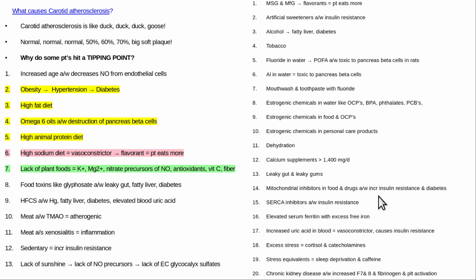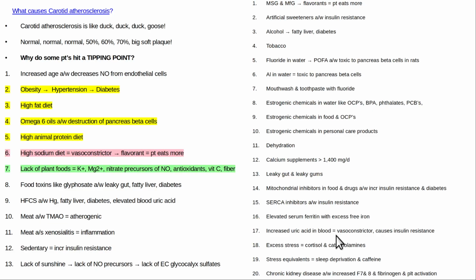Mitochondrial inhibitors in food and drugs are also associated with causing insulin resistance and diabetes. Not good. SERCA inhibitors, sarcoplasmic endoplasmic reticulum calcium ATPase inhibitors. I've talked about that in a lot of my lectures on the brain. They're associated with increased risk of insulin resistance, and I would say anything that smells bad is bad for you. That's worth remembering. Your nose is there to protect you. Elevated serum ferritin, the iron, when excessive amounts are free, that also becomes autocatalytic to predispose to blood clot formation, amyloid clot formation. Then ferrous redox cycles between Fe2+ and Fe3+.